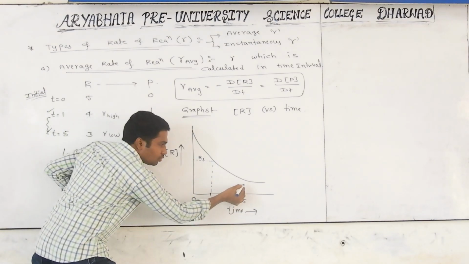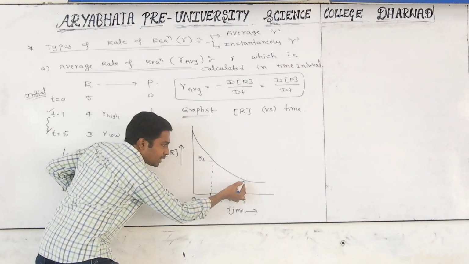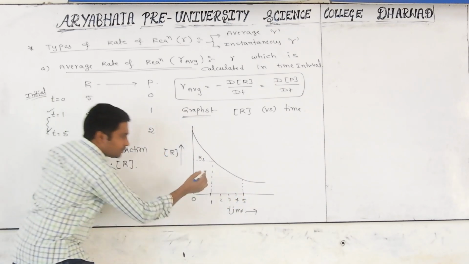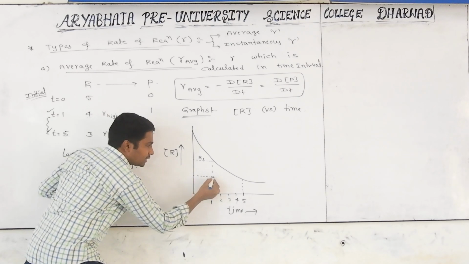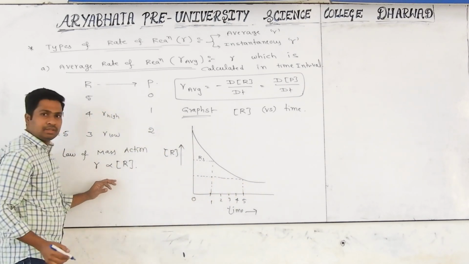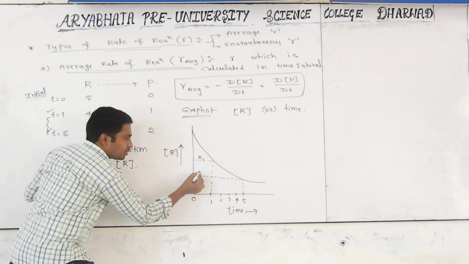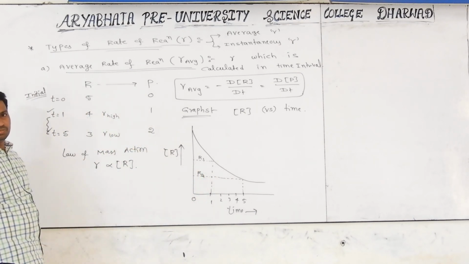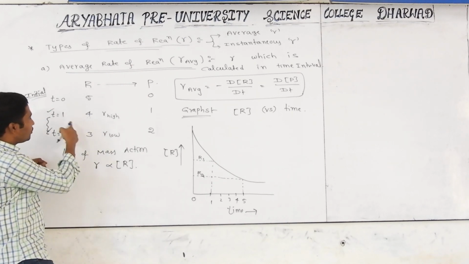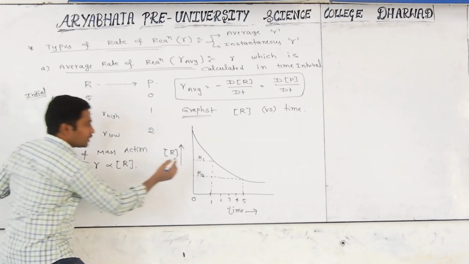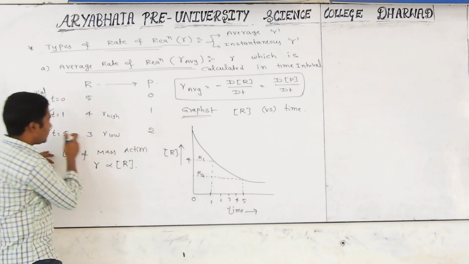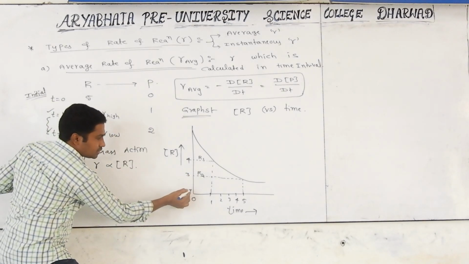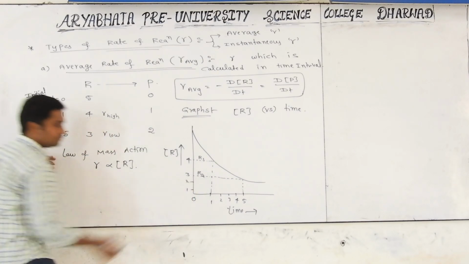Now you want to find out between 1 minute and 5 minutes. That's why at 5 minutes you also have to draw one more vertical line, and from that line draw another to the other axis. This indicates the concentration of the reactant at 5 minutes, denoted by R2. Now from the graph, at 1 minute what is the concentration? 4. At 5 minutes what is the concentration? 3.